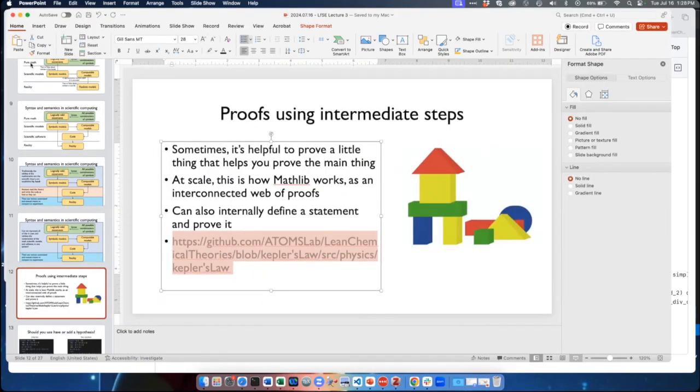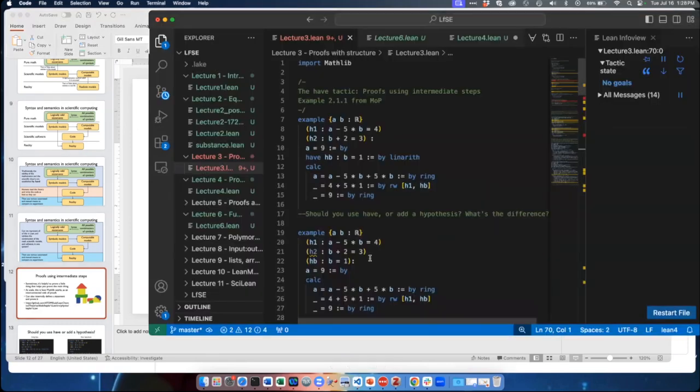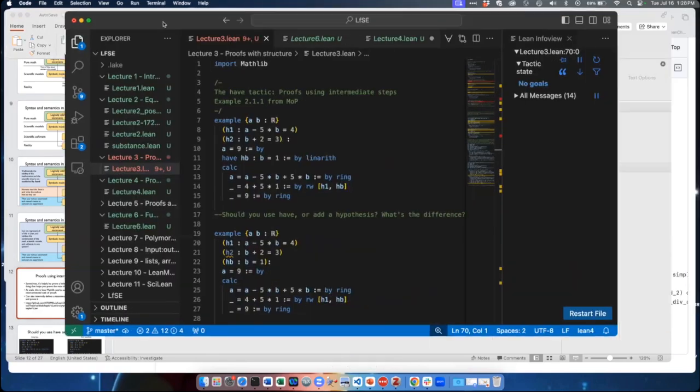Okay. So now we're going to hop over to Lean.